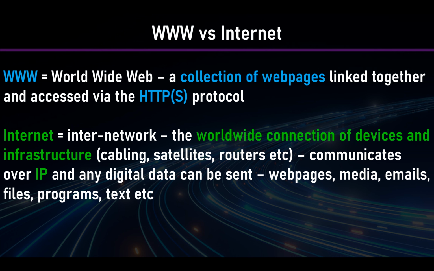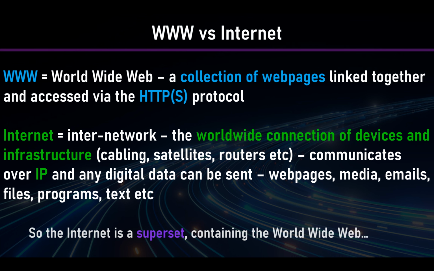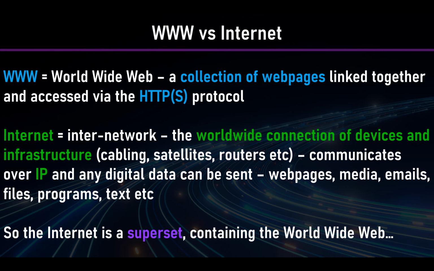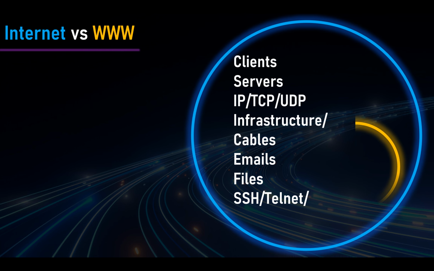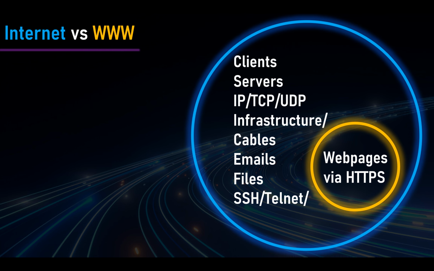So web pages, media, right? So images, videos, right? Emails, files, programs, text, etc. So effectively, the internet is a superset containing the World Wide Web. And if we see that, I guess the blue one is going to be the internet. And then the World Wide Web is basically just all of the websites, right? All of the web pages. The internet is also going to include more.